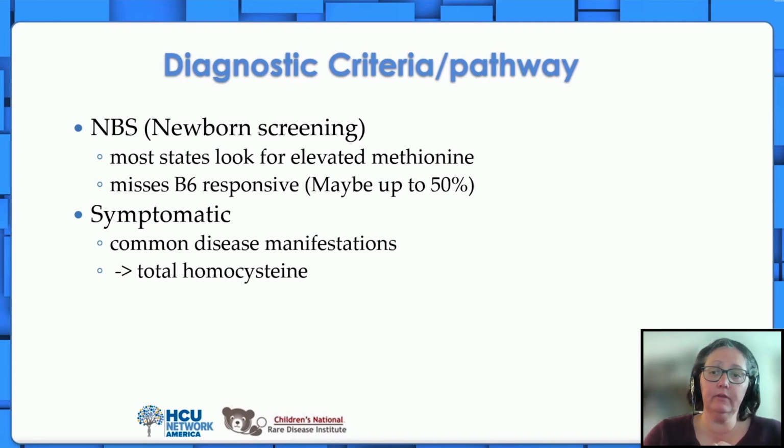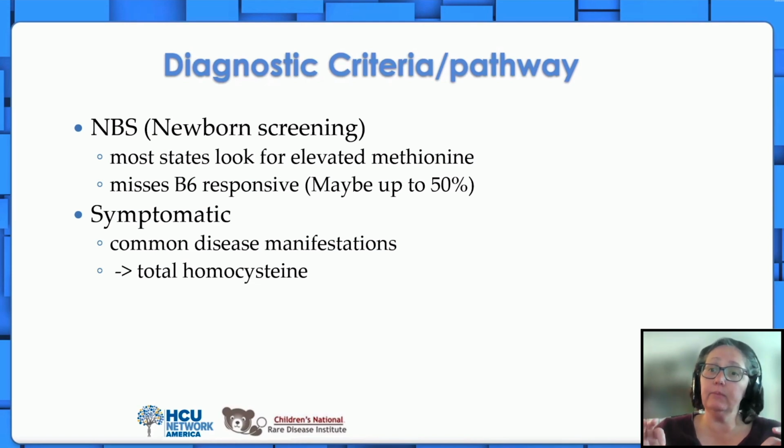Now, the vast majority of individuals within the United States are either older and were not newborn screened, or were missed by the newborn screen. And those folks usually present in a symptomatic way. We talked a little bit about the common disease manifestations. These individuals may present to their pediatrician or to a developmentalist with intellectual or learning challenges. They may present to psychiatry with psychiatric disease. They may present to orthopedics. They may present to a geneticist with a rule out Marfan. They may present to ophthalmology.